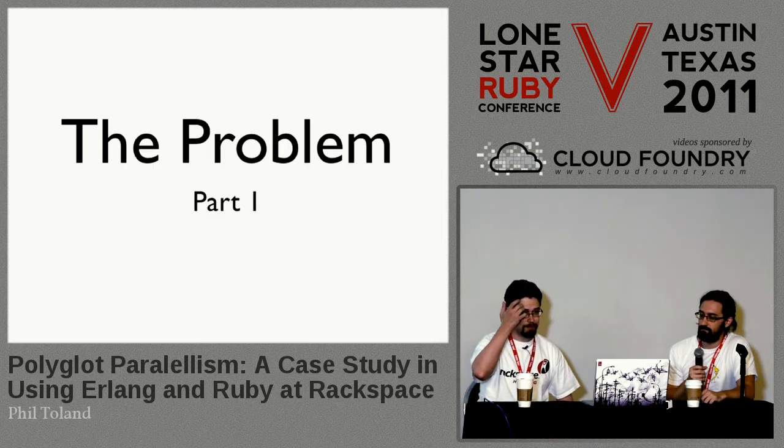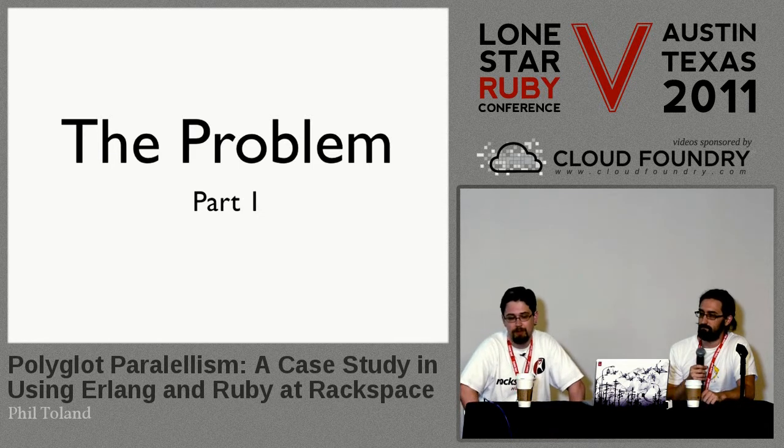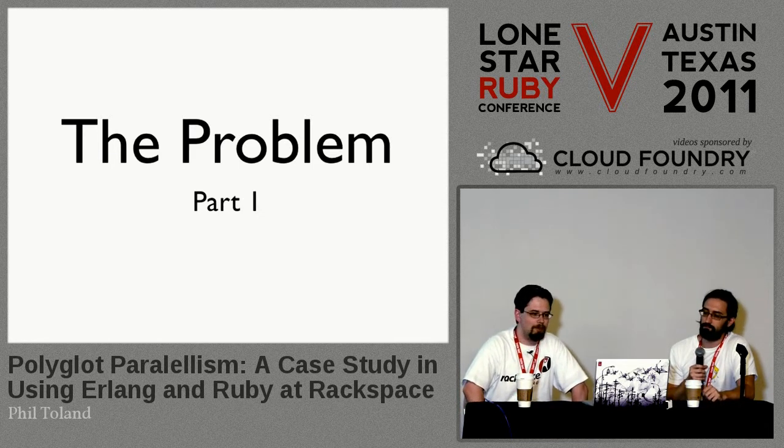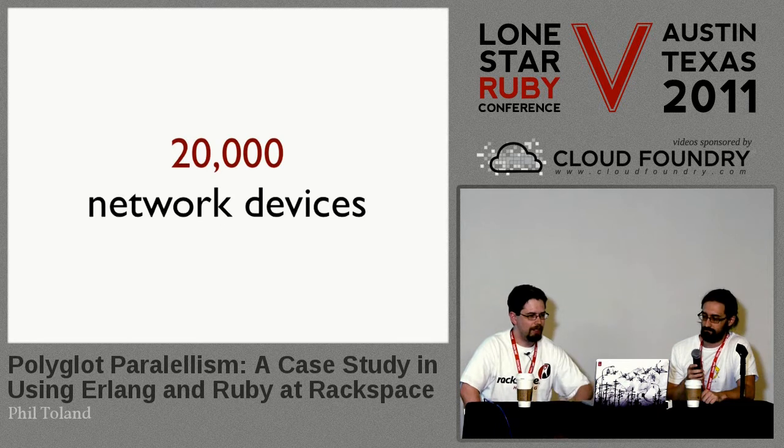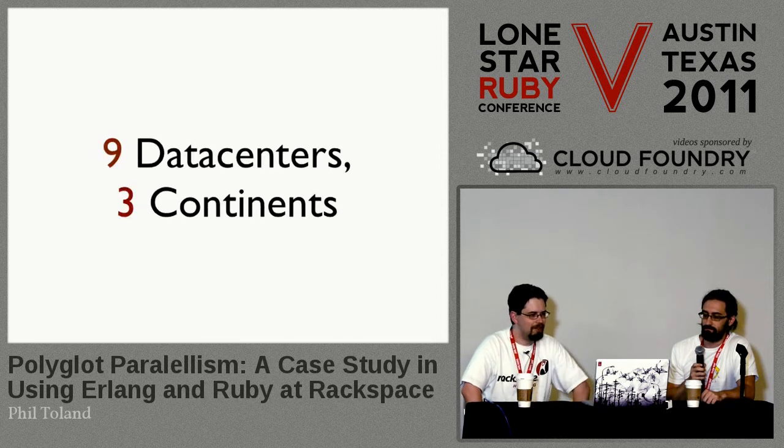So the problem, part one. I started at Rackspace about 2 years ago. And there was a significant problem when I started, and that is we had 20,000 network devices that needed to be managed. Those devices are in 9 data centers across 3 continents, North America, Europe, and Hong Kong. All of our stuff runs from a DC in Virginia. We have high latency links to London and Hong Kong. And we have 5,000 devices in London. So it's not like these were a small number of devices that needed to be managed.